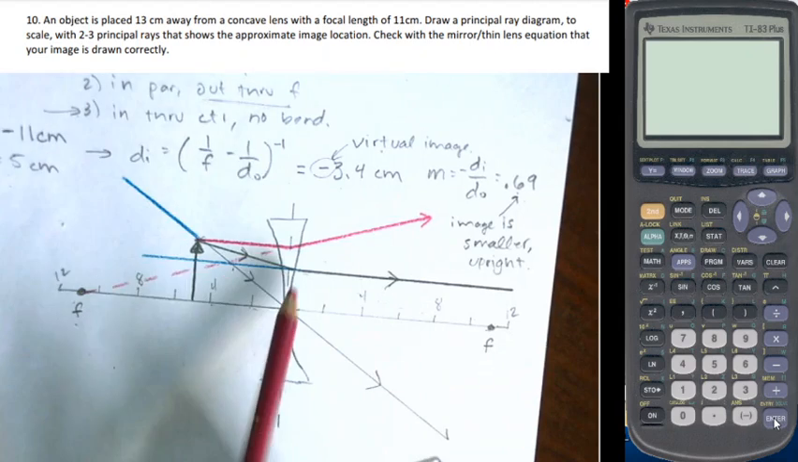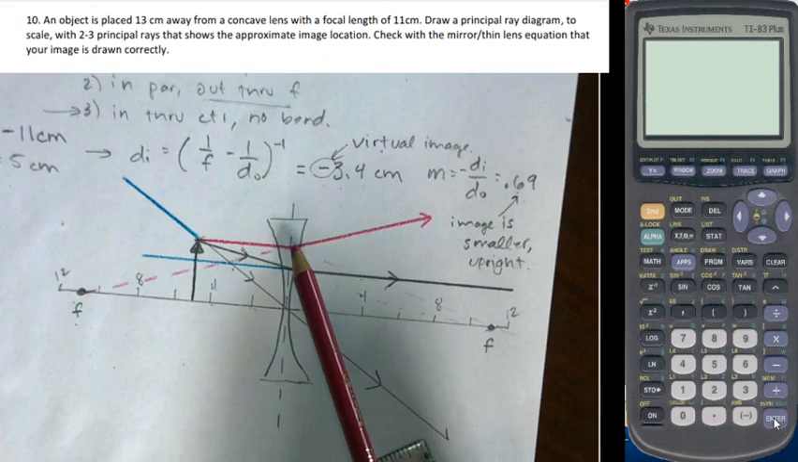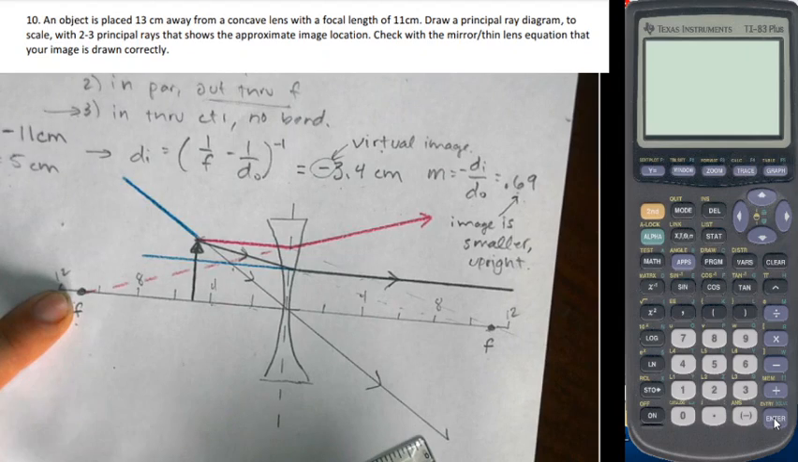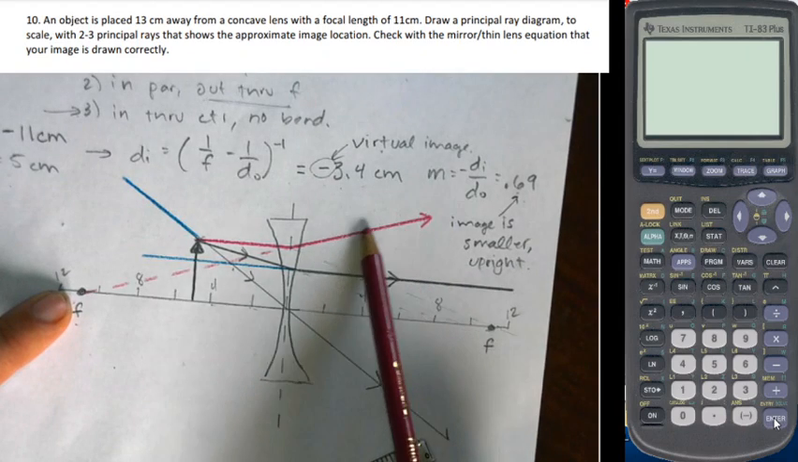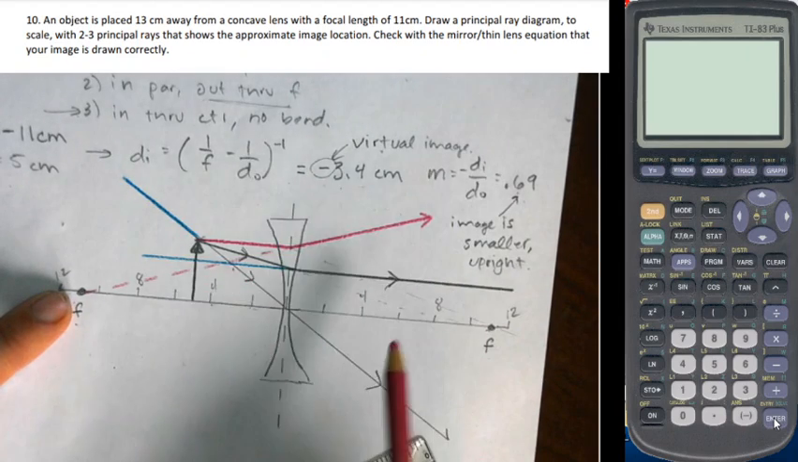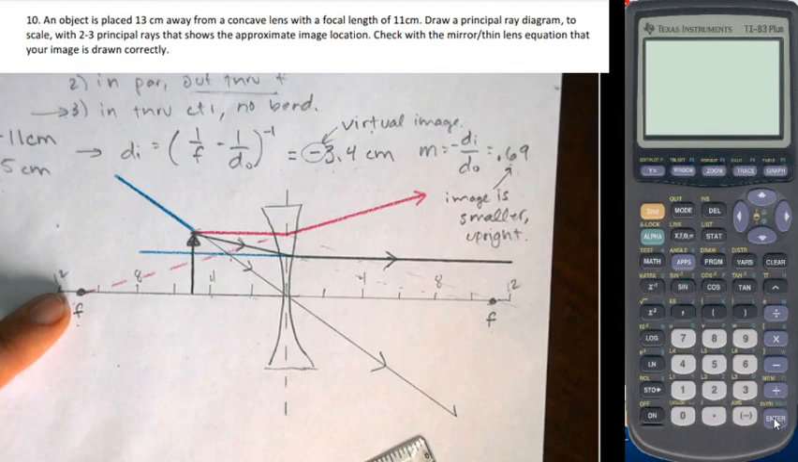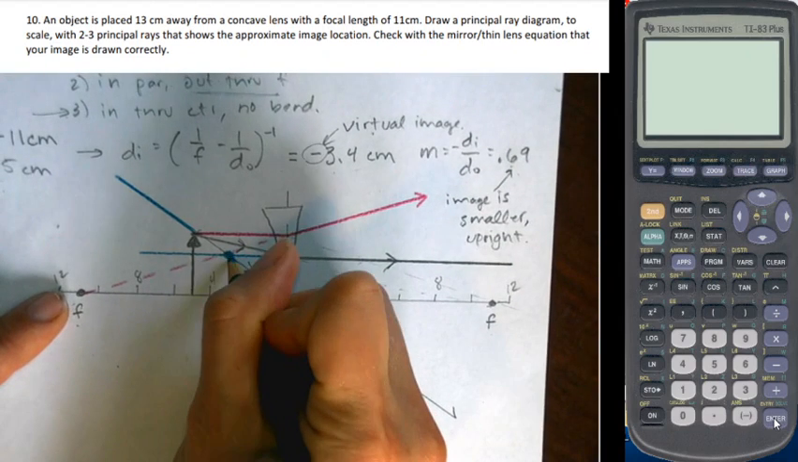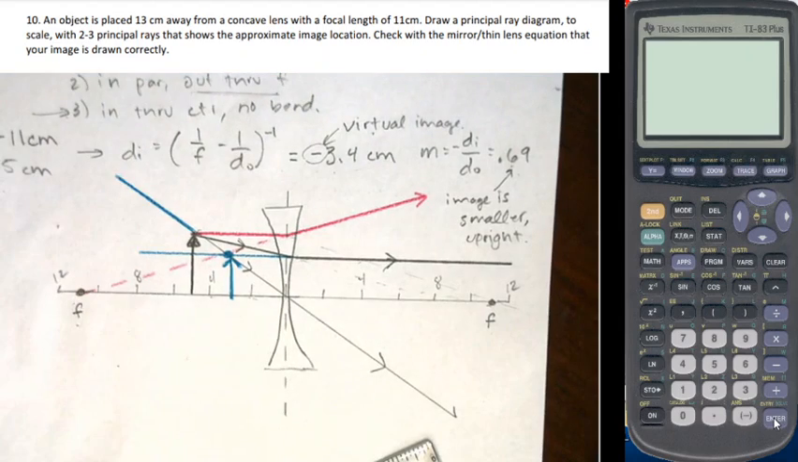There's my out through F ray. So it's in parallel and it's out as though it came from this F all the way back here. And now I can trace back my three outgoing rays like this, and they all cross at this one spot right here, which is the location of my image.